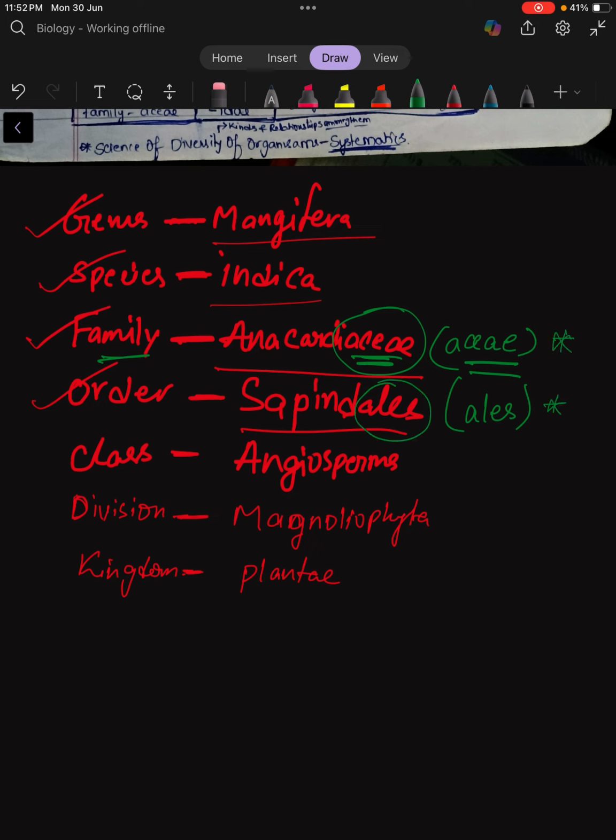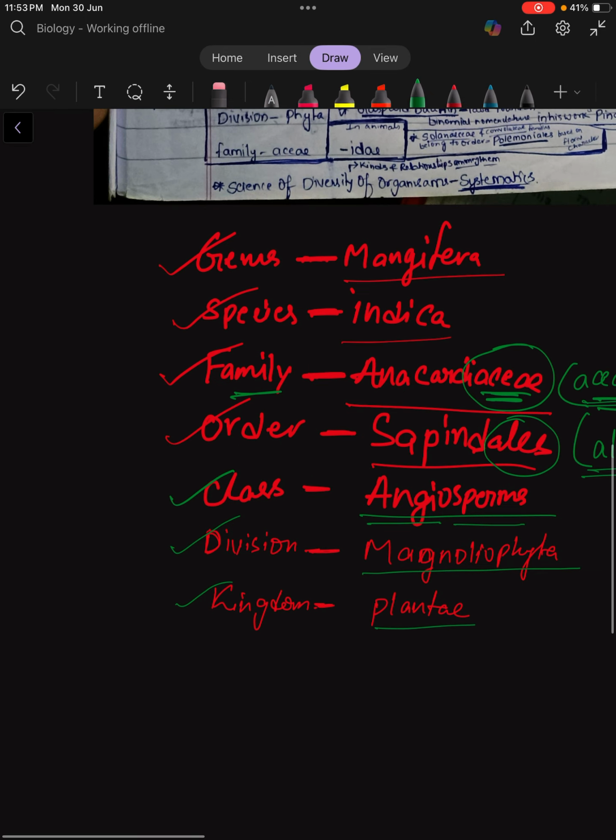These two suffixes are very important from the objective point of view. The next is class. The class to which mango belongs is Angiosperms. Angio means flowers, and sperm means seeded plants: flowering and seeded plants. The division is Magnoliophyta, and the kingdom is Plantae. Generally we classify any organism in this way: genus, species, family, order, class, division, and kingdom.